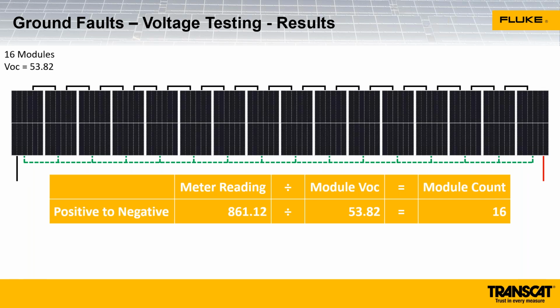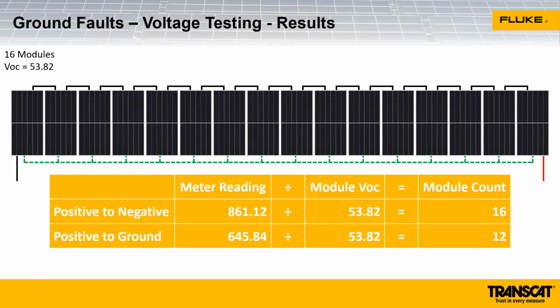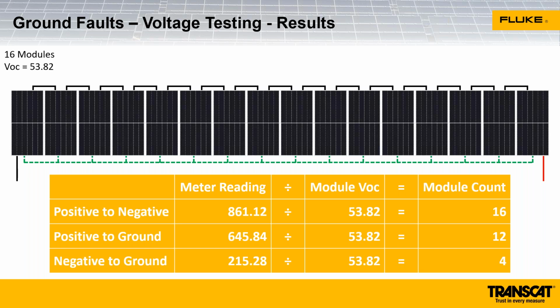So when I go and take these readings, if I took my 861 volts, divided it by the open circuit voltage of the module, 53.82, I get a module count of 16. So that's my full string open circuit voltage, what I would be expecting. When I take the measurement of positive to ground, 645.84, divide that by the module open circuit voltage, I get 12 modules. When I take the negative to ground reading, 215.28 volts, divide that by the open circuit voltage of the module, I get 4 modules.